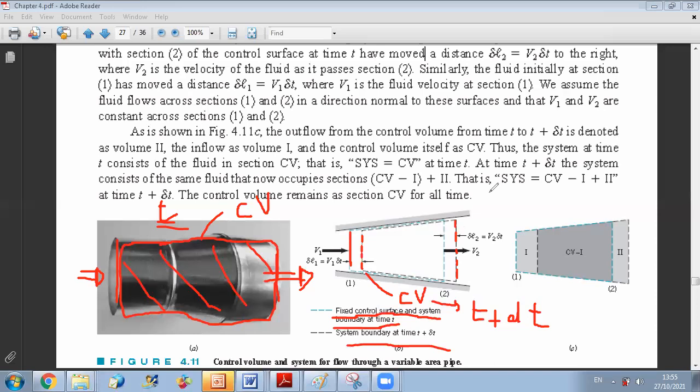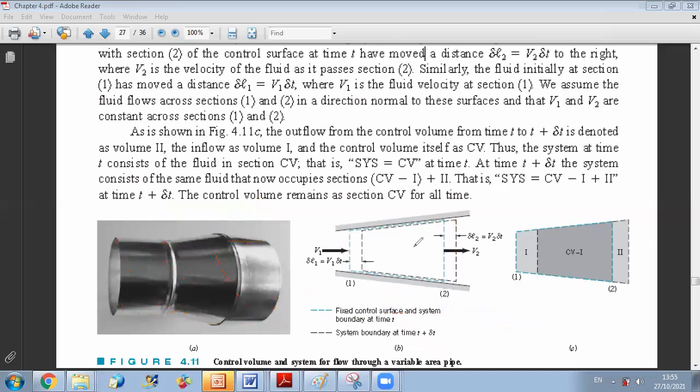And my purpose is to try to relate the control volume and control system. How can I do this? If I observe my figure, I can say that at the first instant t, the system was equal to the control volume, while at time t plus dt, my system is now formed by this geometry. What does this geometry represent?